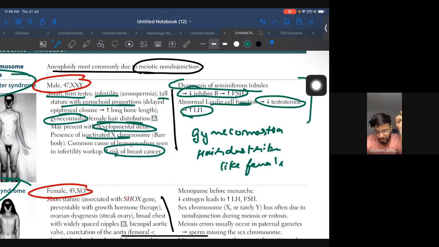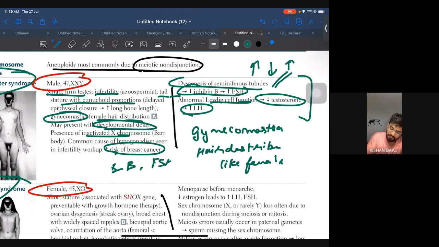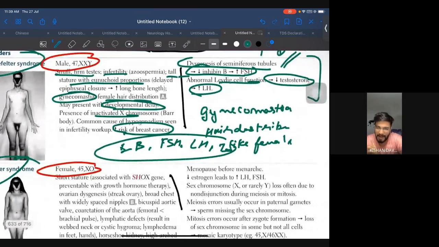So in the question, either they will ask you to diagnose or they will ask you the arrow question. And in one question only, they will give you all these parameters: inhibin B, FSH, LH, and testosterone. Everything will be asked in one question only. You have to select the correct arrow. All right, so that's it for Klinefelter syndrome.